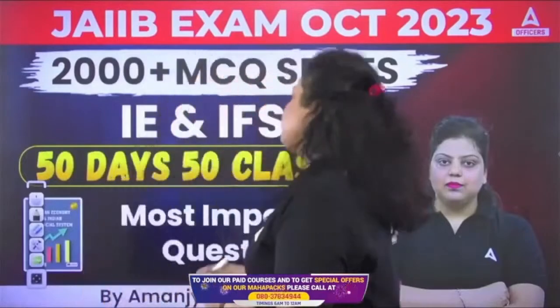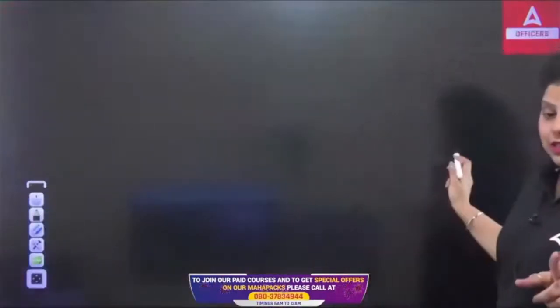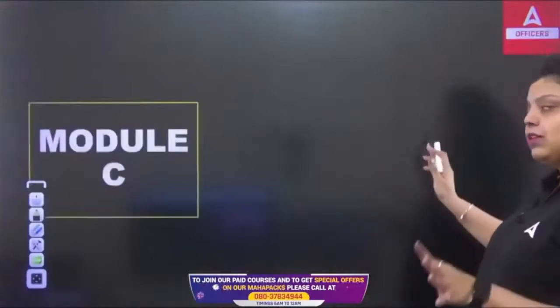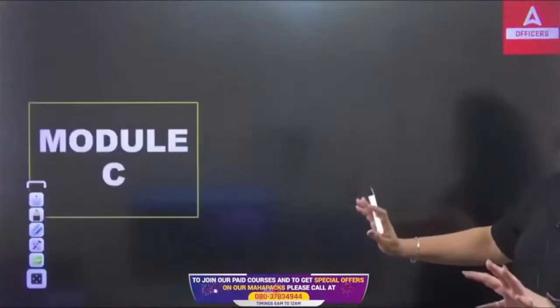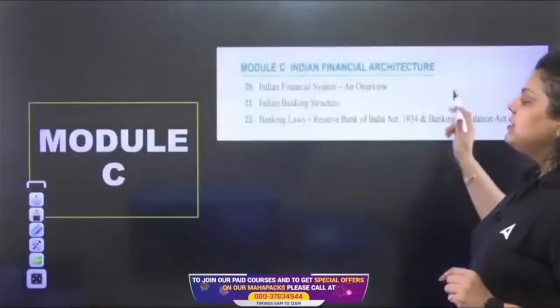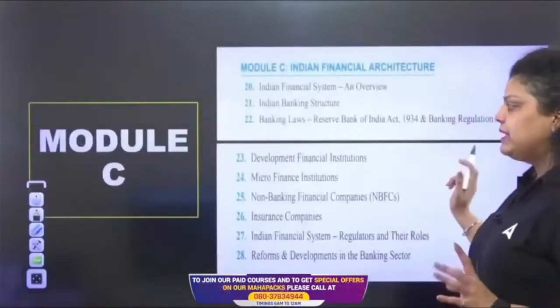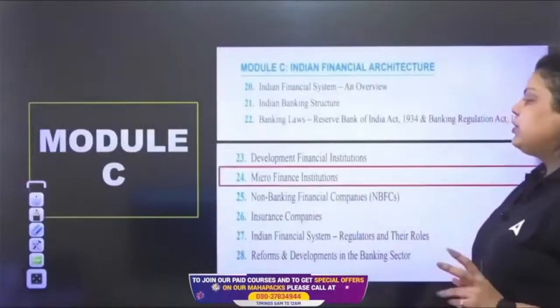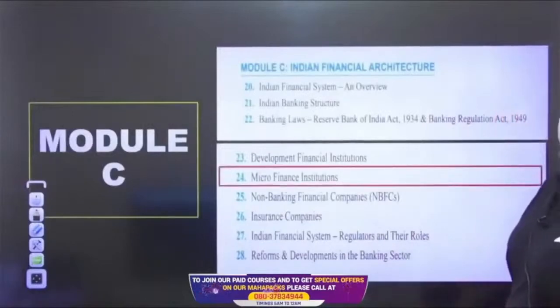Before that, I am your mentor Amanjot Kaur for Indian economy, Indian financial system, as well as for PPB, principles and practices of banking. As I've told you, there are a total of 45 units in this subject, and out of that 19 units are in module A and B that we have completed. We have started module C, and in module C we have already covered the 23rd unit, and today we are going to cover the 24th unit, that is the microfinance institution.